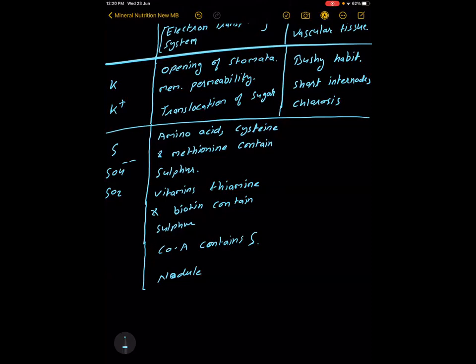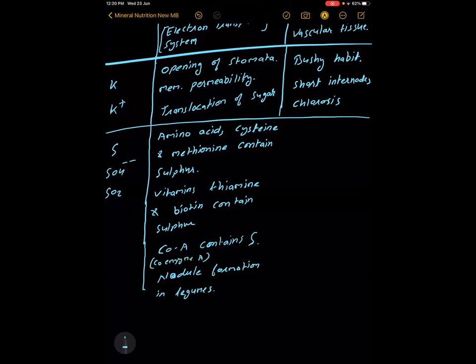So this is nodule formation in legumes. Sir, what is COA? Coenzyme. Here it contains coenzyme A, COA.